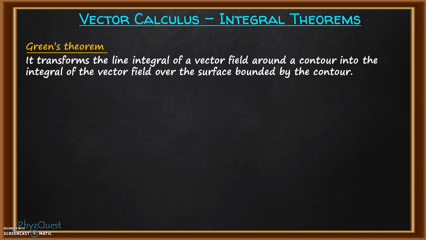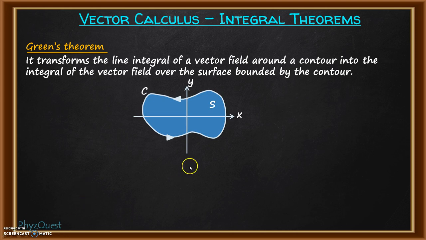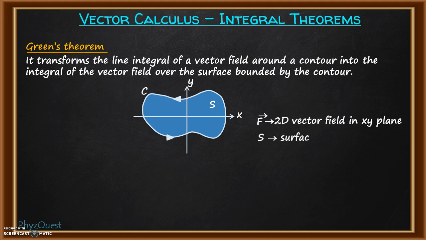Let us suppose we have a vector field F, and let us consider this vector field F lies in a two-dimensional plane, say the xy plane. So the vector field we have considered is a two-dimensional vector field F lying on this xy plane. Here there is a surface S enclosed by a contour or closed curve C. So F is a two-dimensional vector field in the xy plane and S is the surface of the plane enclosed by the contour C.